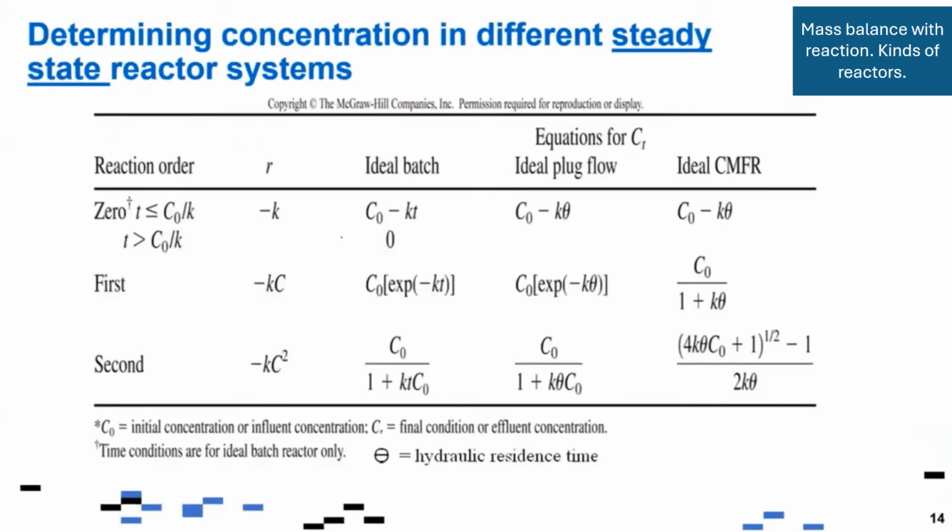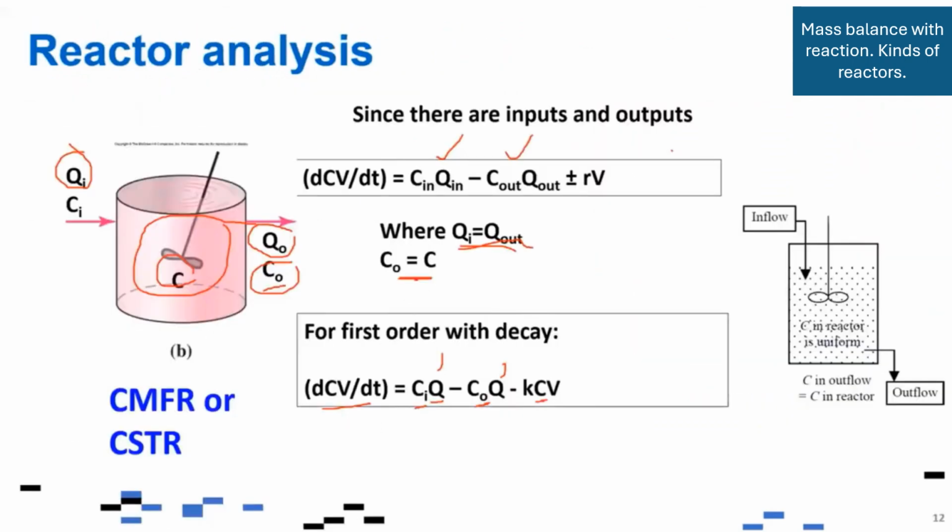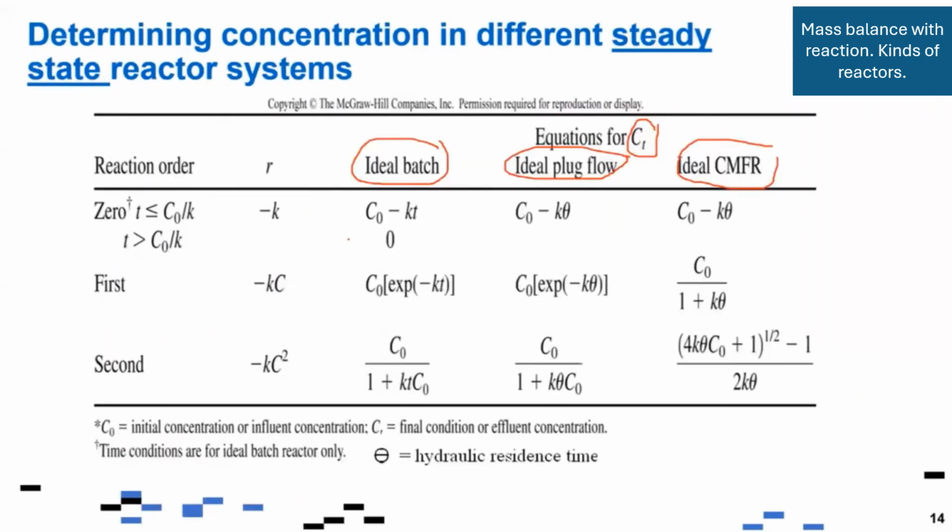After integration, we can see these types of formulas. This is a table. We have the ideal batch reactor, the ideal plug flow reactor, and the ideal CMFR, the continuously mixed flow reactor. CT is the final concentration. If you look at this part, CT is CO, the final concentration of the outflow. So that is the CT here.